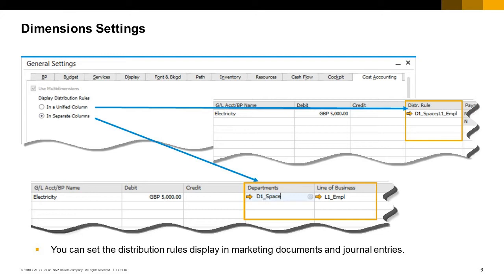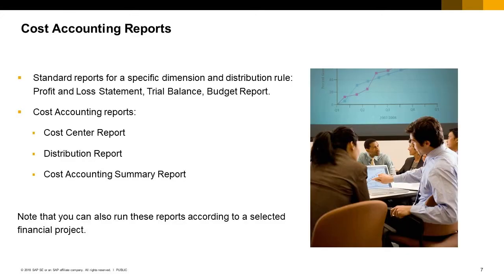You can change the radio button status at any time. The change only affects the way in which distribution rules are displayed, it does not affect the database. You can produce some standard reports for a specific dimension and distribution rule, for example, profit and loss statement, trial balance, and budget report. Choose Financials, Cost Accounting to run cost accounting specific reports.